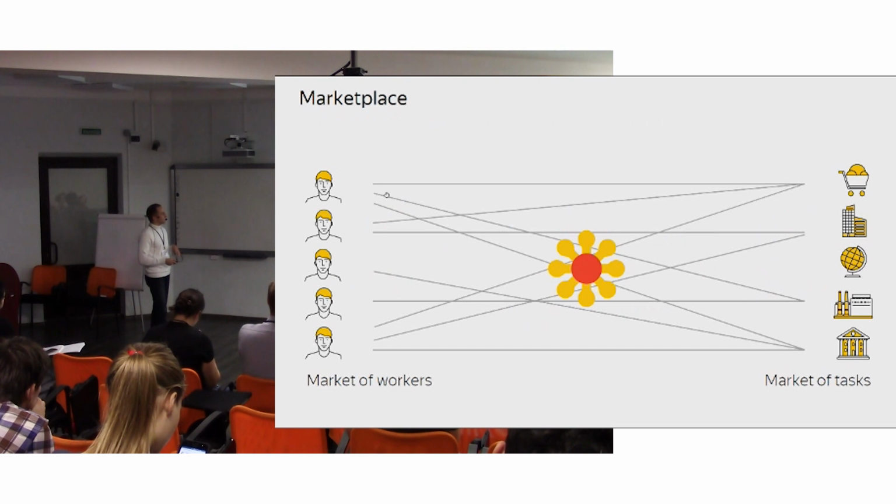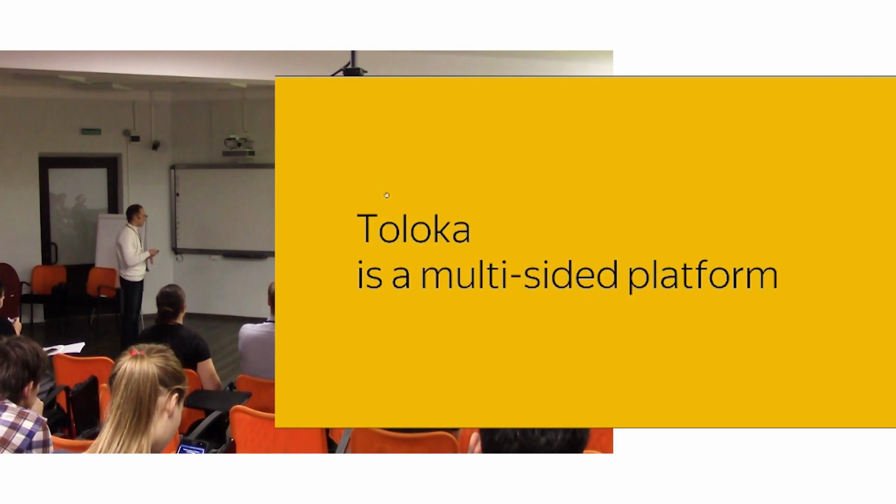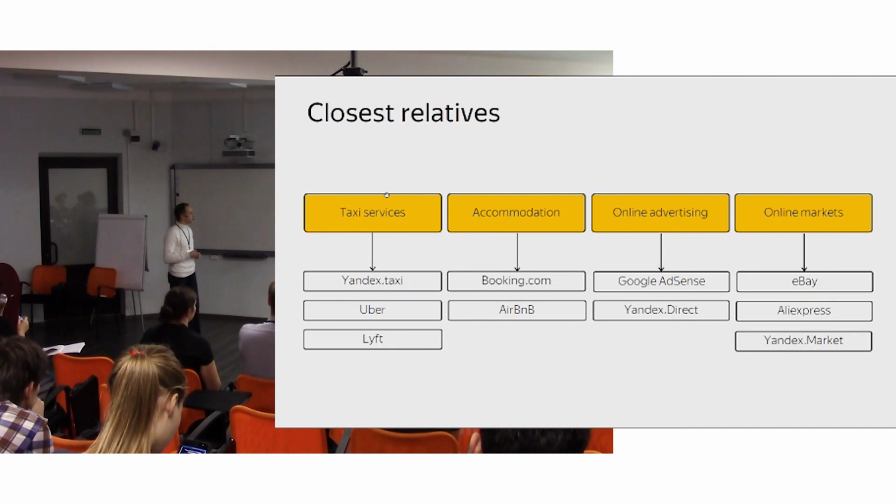And we consider our platform as a kind of marketplace with two kinds of markets, and the platform between them, that's our logo, by the way. There's a market of workers and a market of tasks, and we need to connect them in the most efficient way, and that's a real research problem. It's a whole area of research problems, how to do it most efficiently. For example, the closest relatives to our service, besides, of course, other crowdsourcing services like Amazon Mechanical Turk, are taxi services, which are two-sided markets.